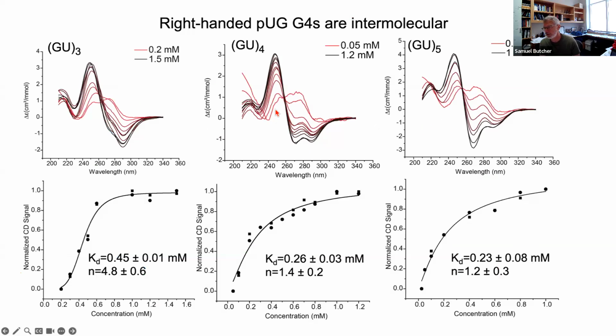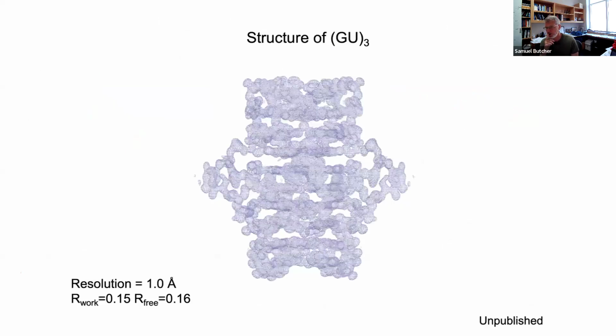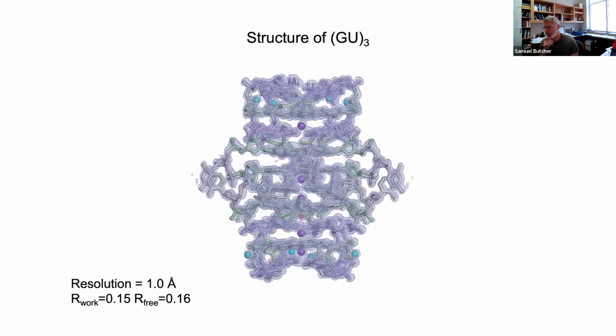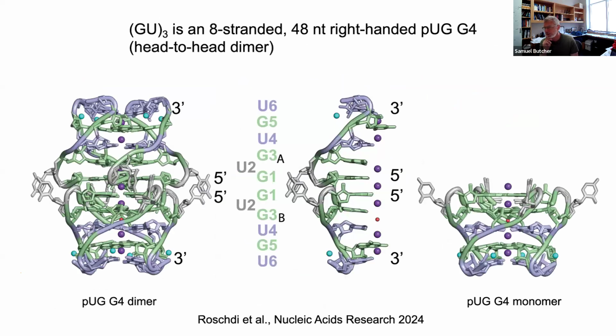These short GU quadruplexes, these right-handed quadruplexes, are intermolecular. They have KDs around hundreds of micromolar for forming. That's because they're highly concentration dependent, since you need 4 strands to come together and they're short. So this is what the crystal structure of GU3 looks like. This is a 1 angstrom structure. There are 8 strands here. This is 2 intermolecular quadruplexes stacked on top of each other.